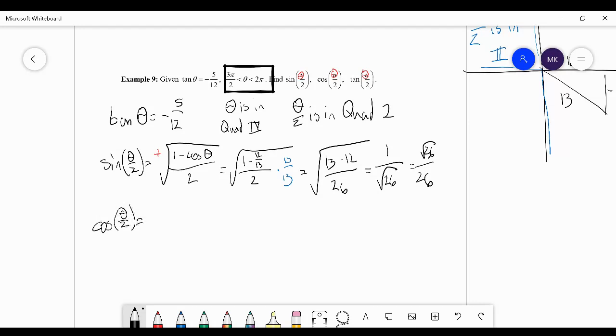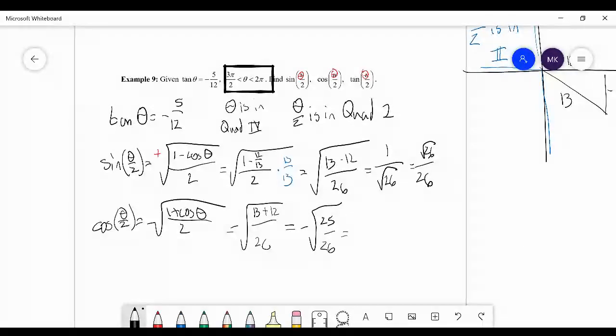Cosine of theta over 2 is going to be the negative square root of 1 plus cosine of theta over 2. So instead of getting 13 minus 12, it's going to be 13 plus 12 over 26, which is going to end up giving us negative square root of 25 over 26, negative 5 over root 26. So it becomes negative 5 root 26 over 26 is our final rationalized answer.